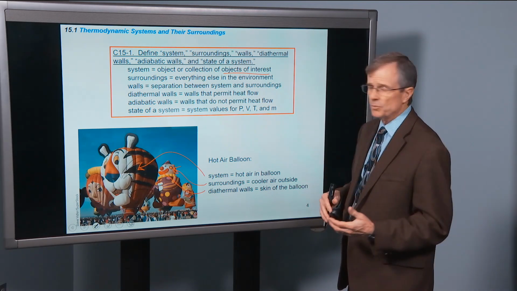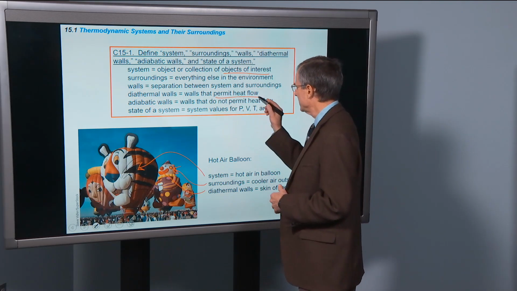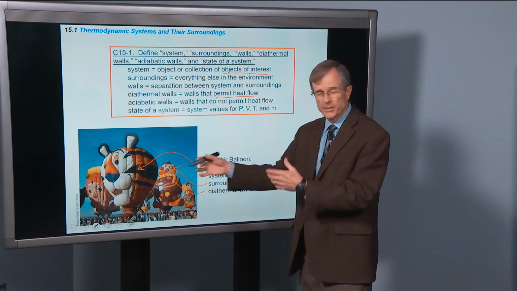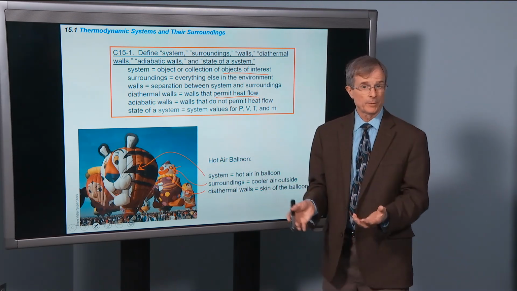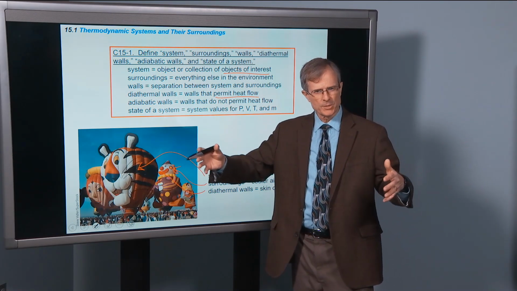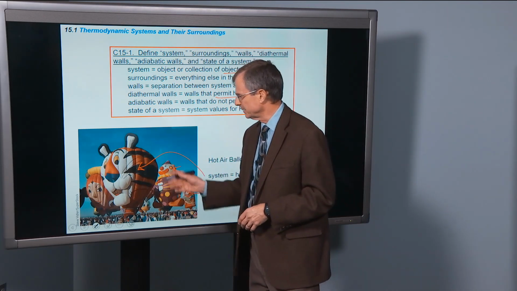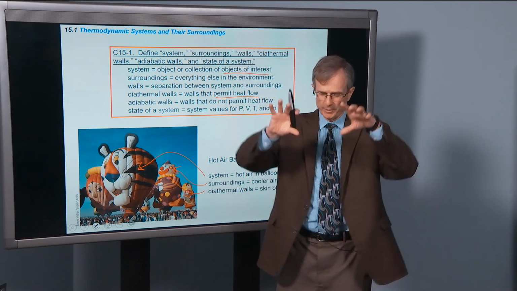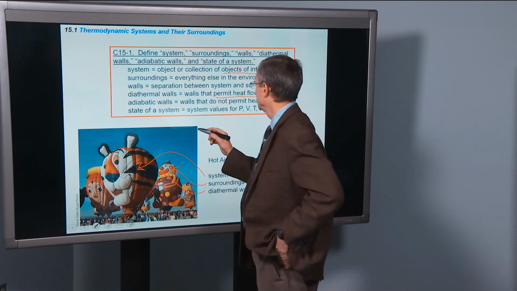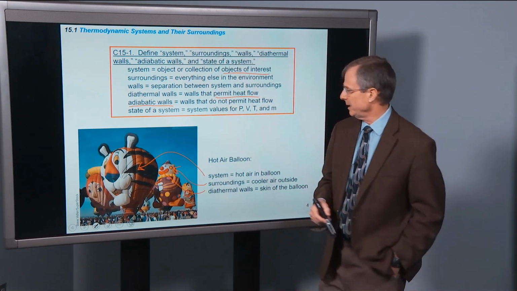Two different kinds of walls we'll talk about. Diathermal walls are walls that permit heat flow. And I would imagine that the hot air balloon would have diathermal walls. There would be some heat flow from the inside to the outside of the balloon. But if you were to replace that thin fabric of the balloon with a nice thick layer of insulation, then you could approach adiabatic walls, which are walls that do not permit any heat flow.